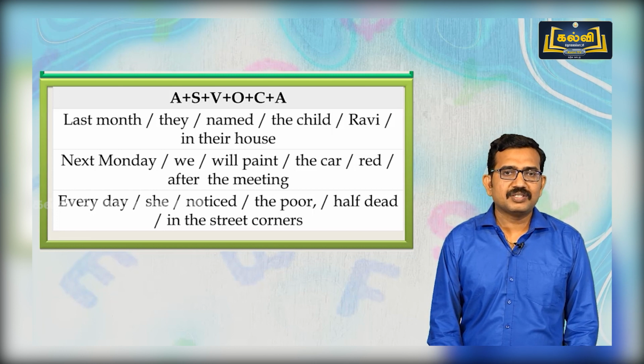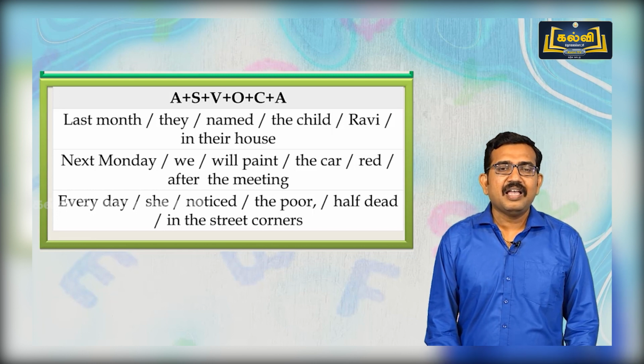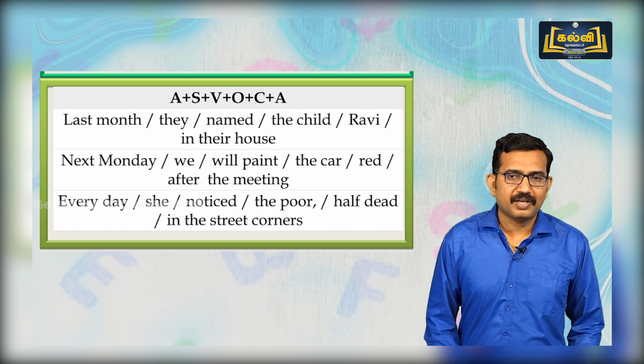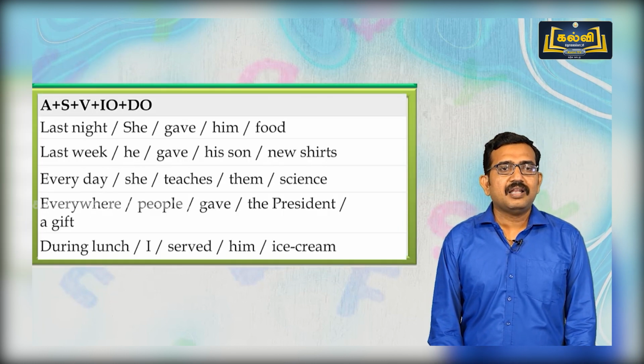Last month, they named the child Ravi in their house. Next Monday, we will paint the car red after the meeting. Every day, she noticed the poor half dead in the street corners. Last night, she gave him food.